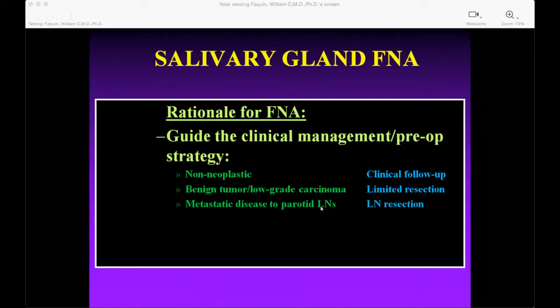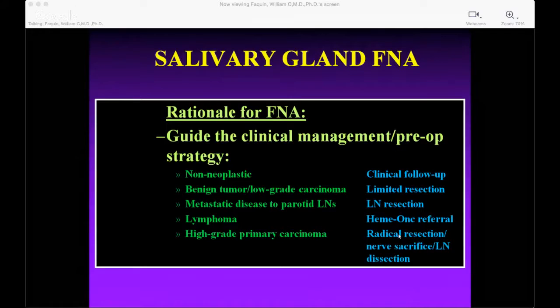If you're dealing with metastatic disease to a parotid lymph node, the patient has a history, for example, of skin cancer of the scalp, and you do an FNA of a parotid mass and it's metastatic squamous cell carcinoma to a lymph node, then that patient can be triaged for lymph node dissection. If you do an FNA of a lymph node, maybe you'll be able to tell them it's a reactive node, in which case the patient could be followed, or using ancillary studies such as flow cytometry, you could tell the clinician it's a lymphoma. You may even be able to subclassify the lymphoma, and in those cases, the patient would go on for a hem-onc referral.